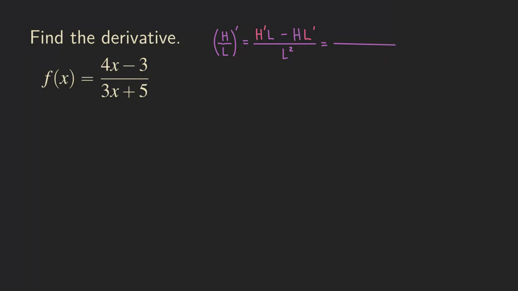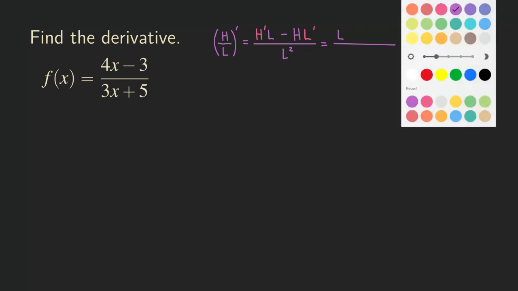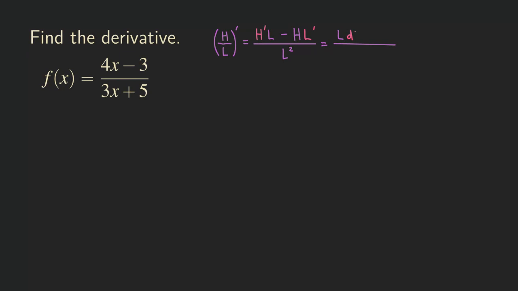We can write the L first, which means writing down the low function first, and then we write dh, which represents the derivative of the h, and then minus, and then we put down the h, and then the derivative of the low function, which is dl. So d stands for the derivative, and dl means the derivative of the low function here, and the bottom is just l squared.